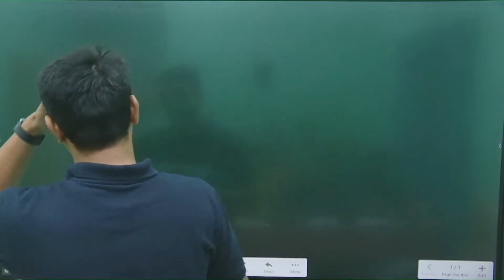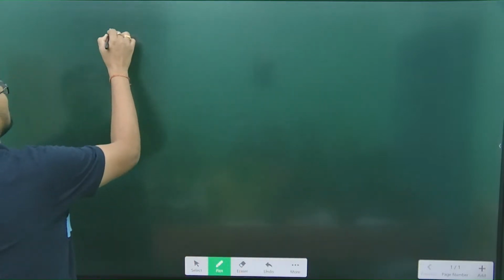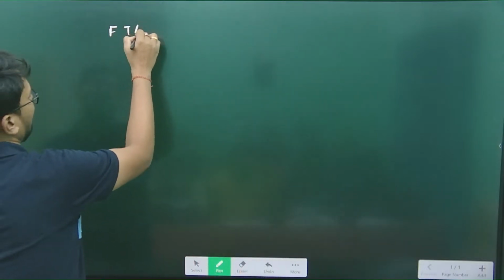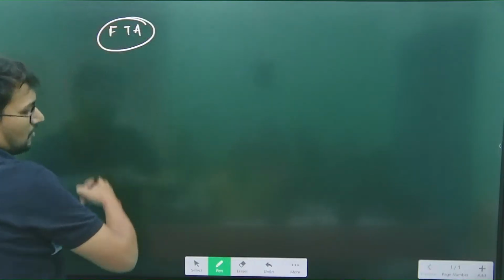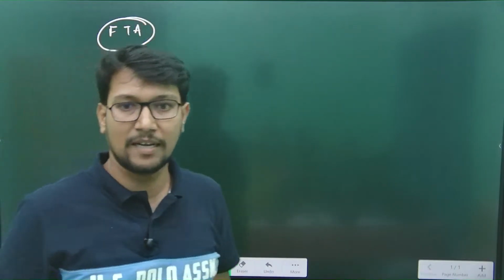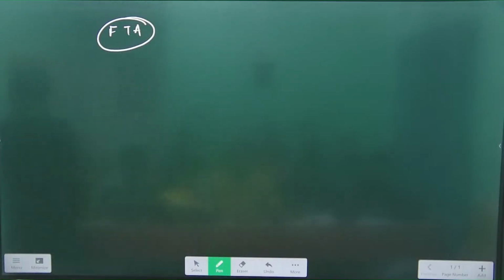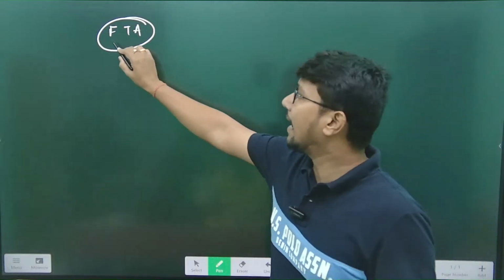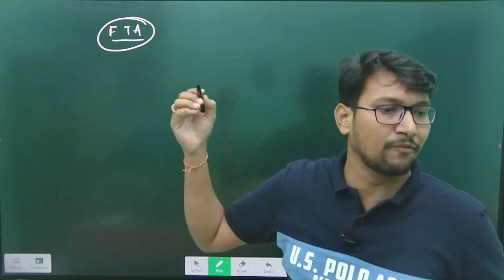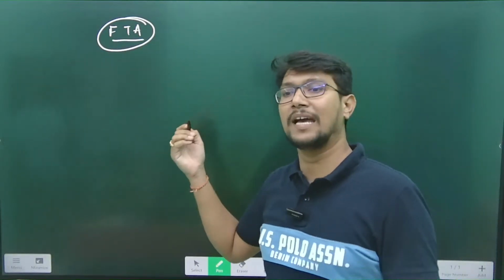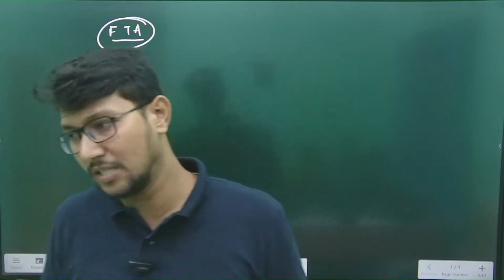How many concepts are there? Starting from FTA. FTA क्या? Fundamental theorem of arithmetic. FTA मतलब fundamental theorem of arithmetic. As per the theorem, you know every composite number can be expressed as a product of primes, which is unique, right?